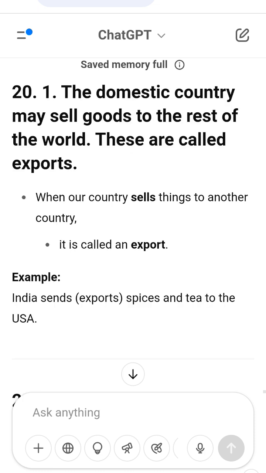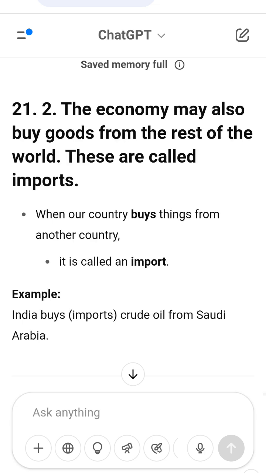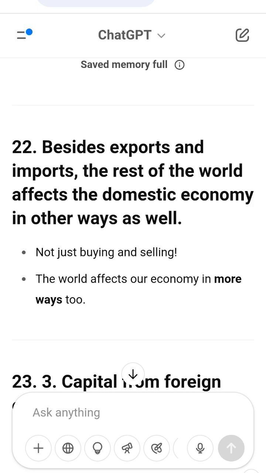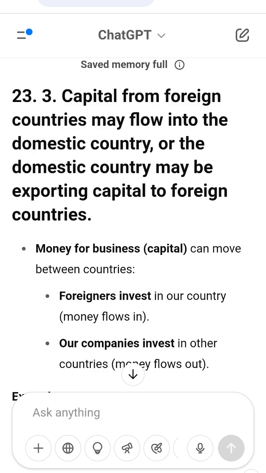Money for business capital can move between countries. Foreigners invest in our country, money flows in. Our companies invest in other countries, money flows out. Example: Amazon, USA, invests and opens warehouses in India. Indian company Tata buys hotels in the UK.